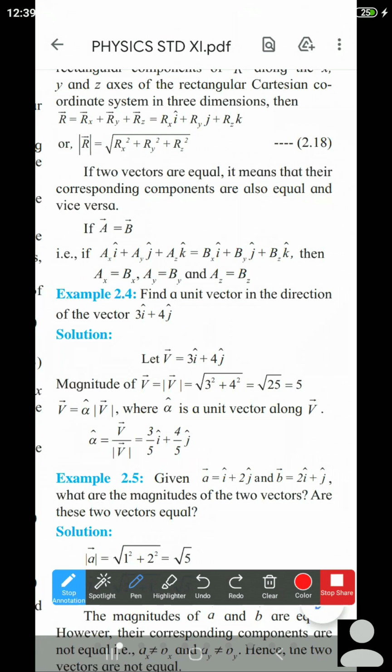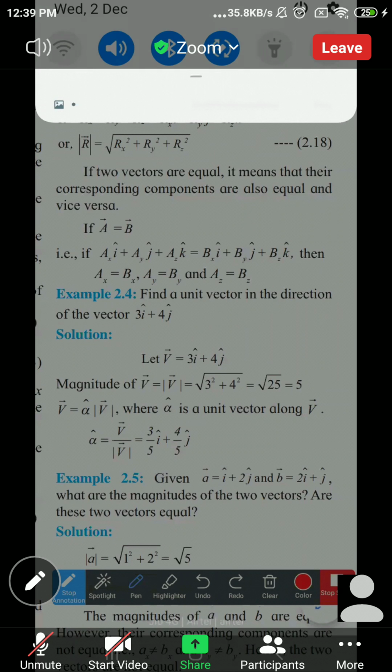समझ में आया न्यूमेरिकल? Got it? No need to give answer. Got it? Yes or no?